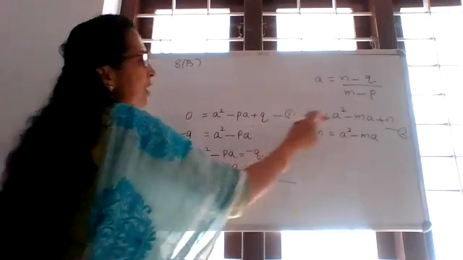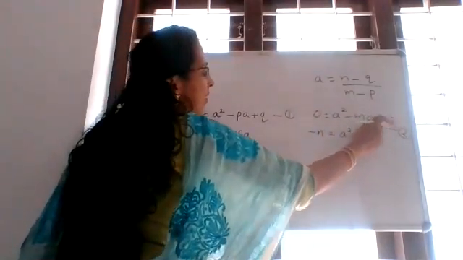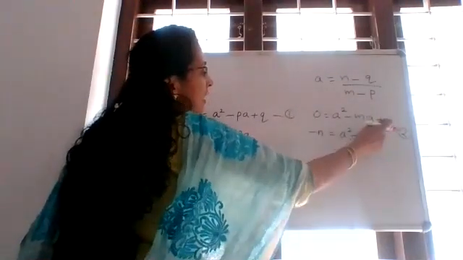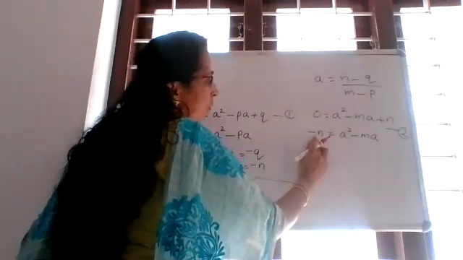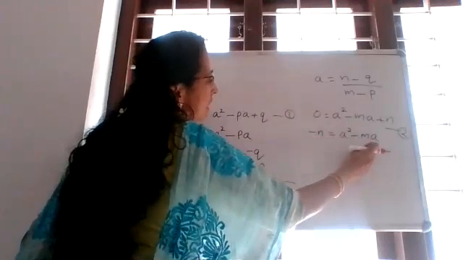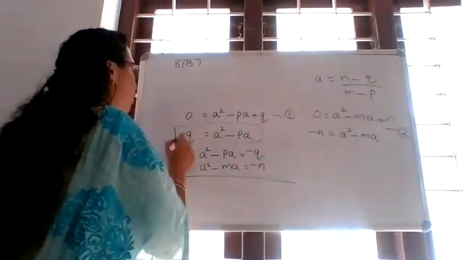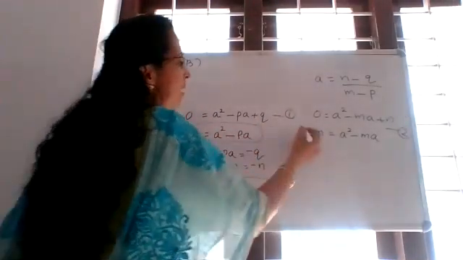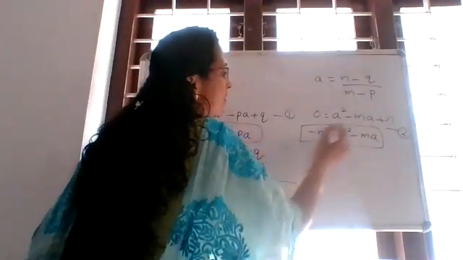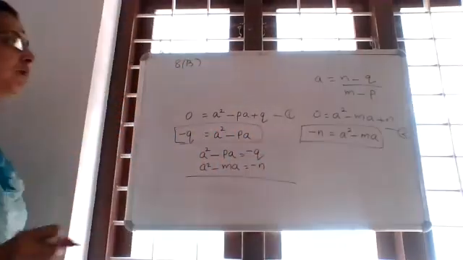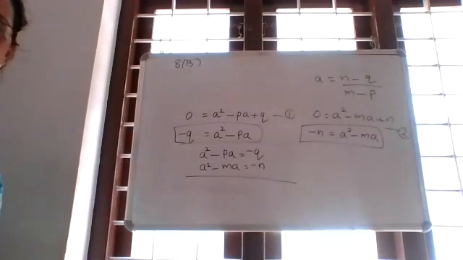Next, same equation a square minus ma plus n is equal to 0. Take this n to the left side. So it will become negative n is equal to a square minus ma. So first equation we rearrange it as negative q is equal to a square minus pa. Second equation we rearrange it as negative n is equal to a square minus ma for our convenience.